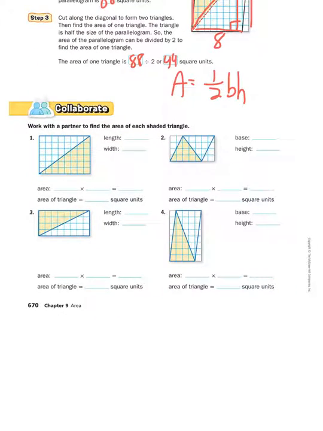Now, I'm going to work on 1 or 2 of these out of 1, 2, 3, and 4 with you so you know what you're doing, and then we'll have you do the other ones on your own. So in number 1, I'll do that here with you. It says, work with a partner to find the area of each shaded triangle. So this is what we're going to do. For this, we're going to find the width and the length. We'll find the area of the rectangle, and then we'll find the area of the triangle.